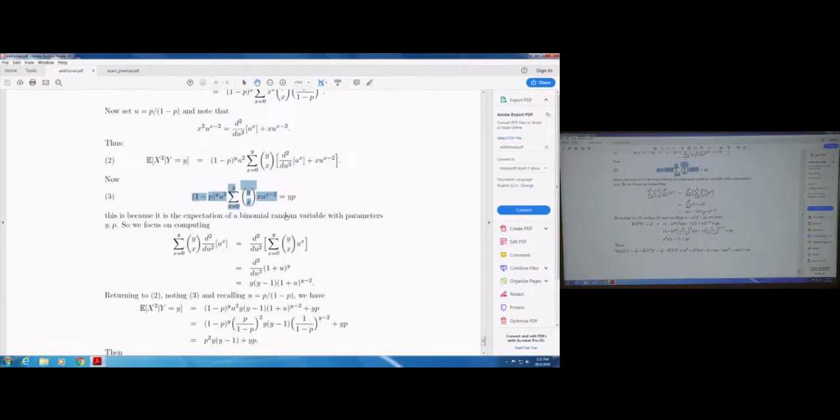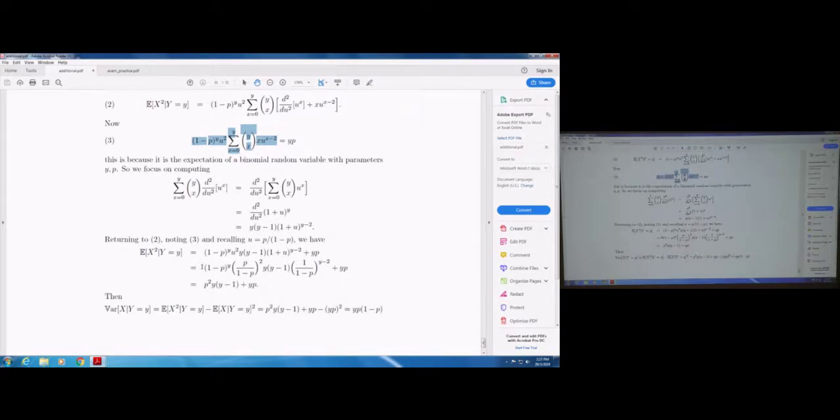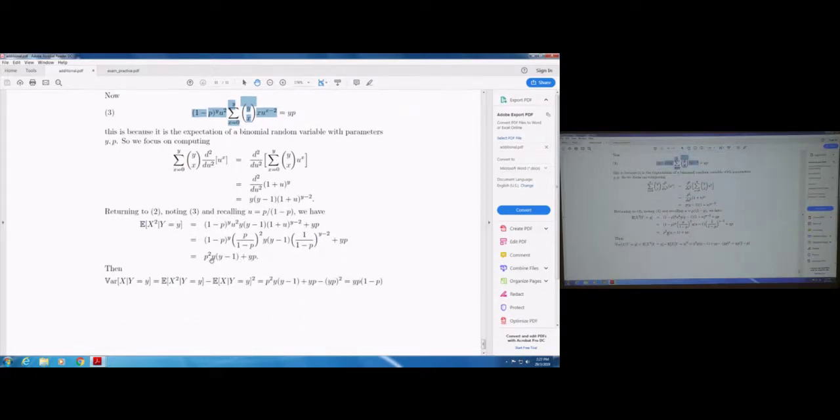Okay, and then you make a substitution. U, remember, was equal to p over 1 minus p. If you make that substitution and do a little bit of algebra, this is the second expected value, the expectation of x squared given y. So the variance of x given y is equal to this term minus the conditional expectation of x given y all squared, and this thing here was yp, so you get (yp) squared here.